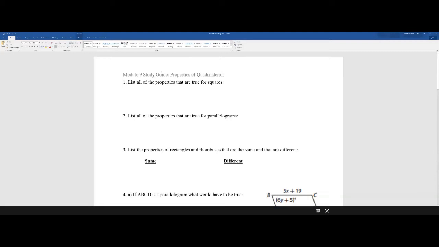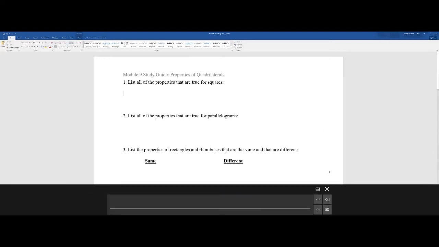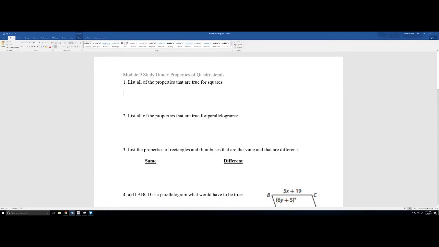Hi guys, this is from Module 9, Properties of Quadrilaterals. Basically, let's get started with listing off the properties that are true for squares.